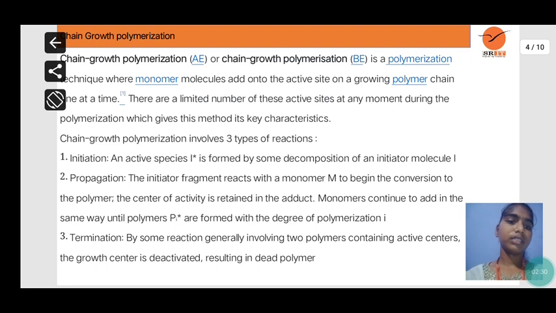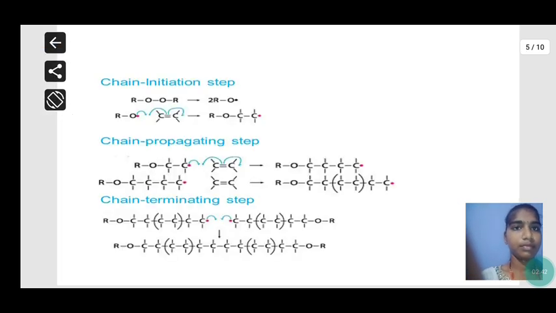Termination. By some reaction, generally involving two polymers containing active centers, the growing center is deactivated, resulting in a dead polymer. Chain initiation step, chain propagation step, chain terminating step.